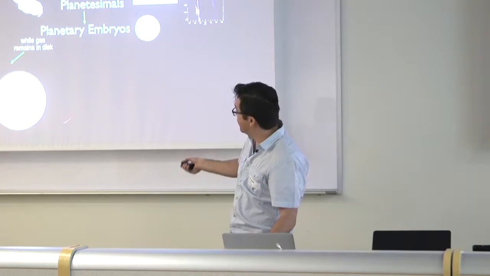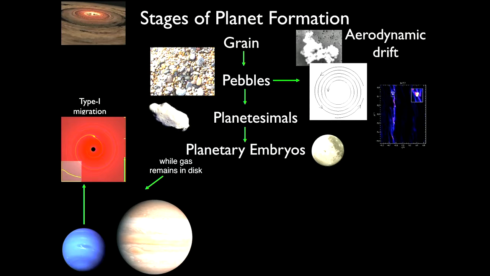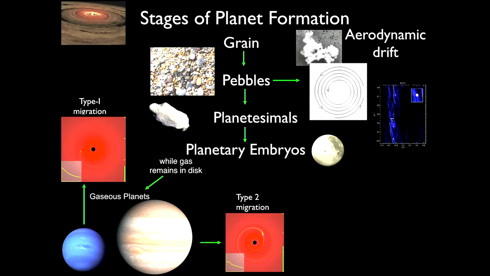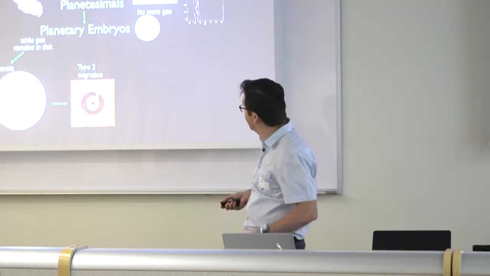If they have time to become a gas giant like Jupiter, they become massive enough to open a gap in the disk, and they start to migrate in the type 2 mode. After the gas in the disk is gone, probably after a few million years, maybe 3 million years.